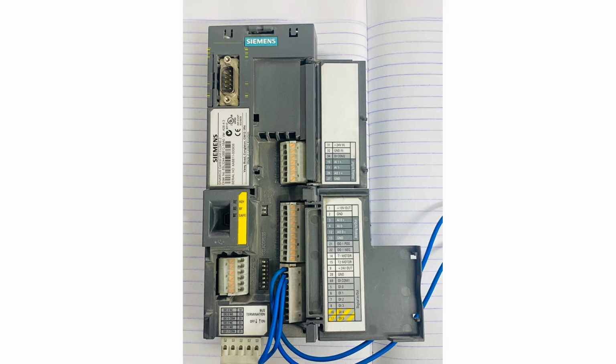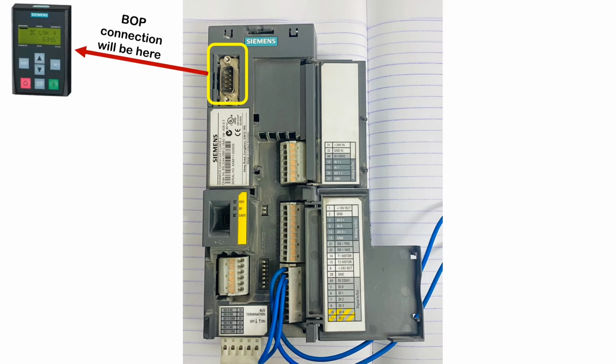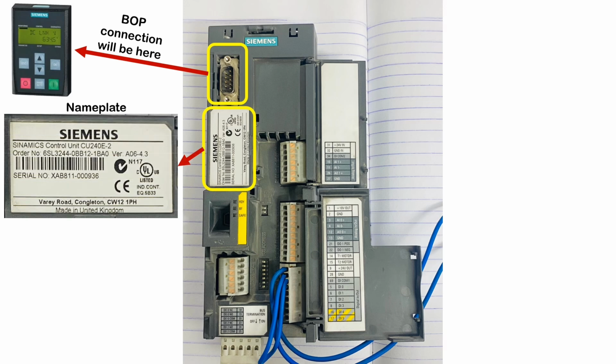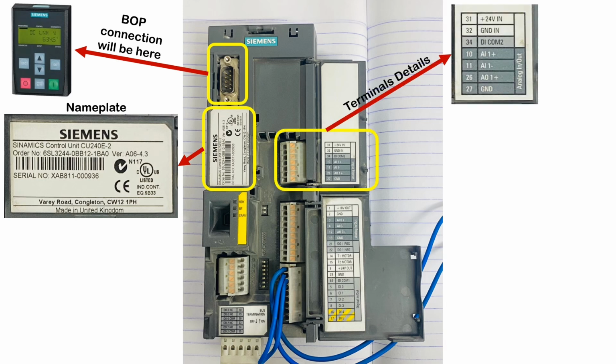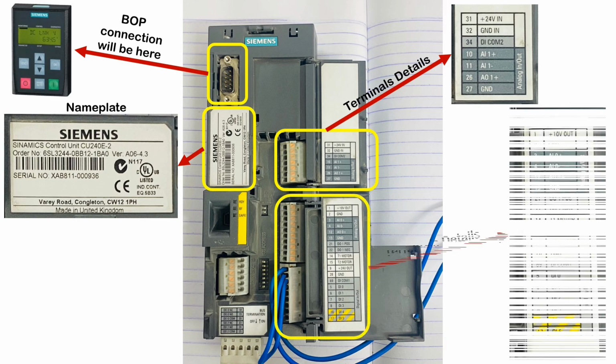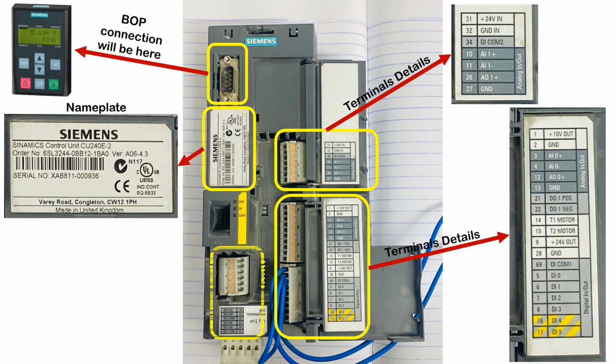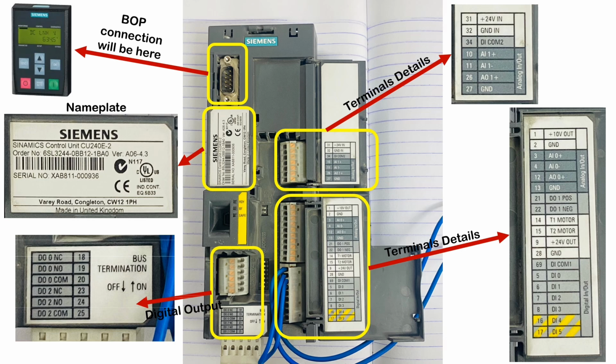This is a Siemens G120 VFD control unit. This is a BGA connector. The BOP or IOP will be connected here. This is a nameplate of the control unit. You can get all the necessary information about this CPU from this nameplate. Here is the analog input output terminals quantity, and here is the analog input output and digital input output terminals. Here is the digital output or relay output of the VFD.